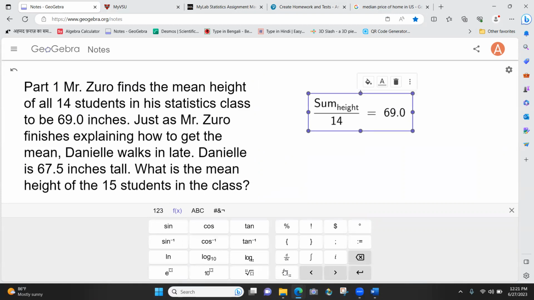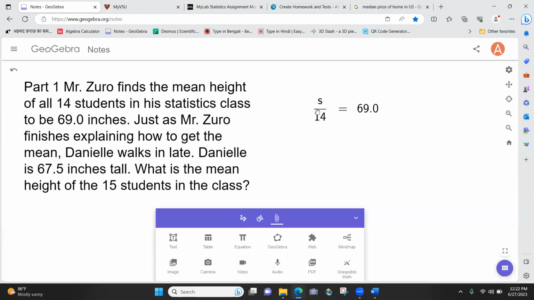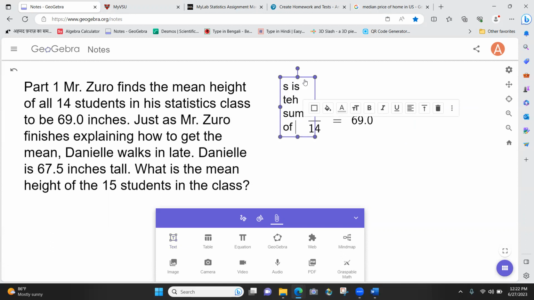69.0. Guys, what I'm going to do is just change it. I'm going to call it S. Whatever S is, I have to carefully define it. S is the sum of the heights of the first 14 students.